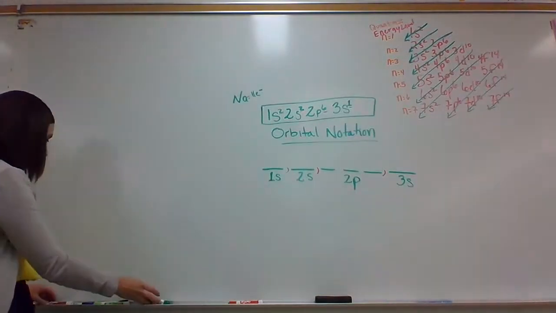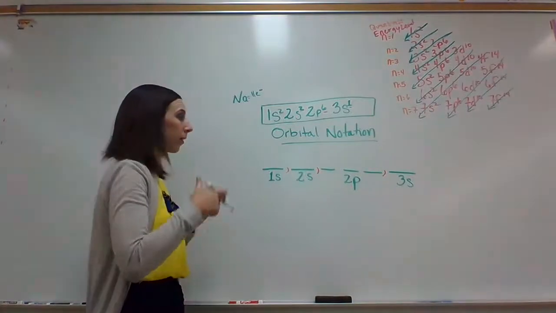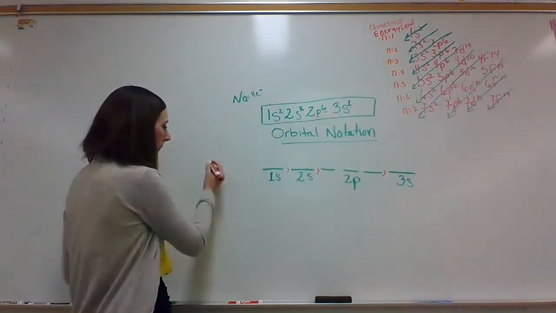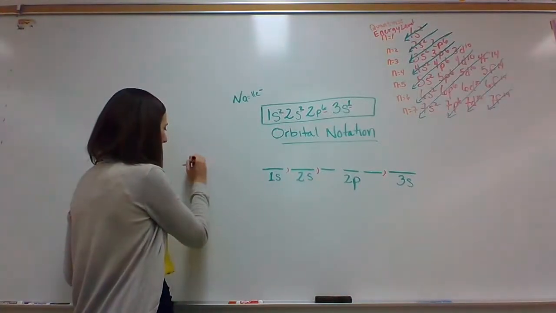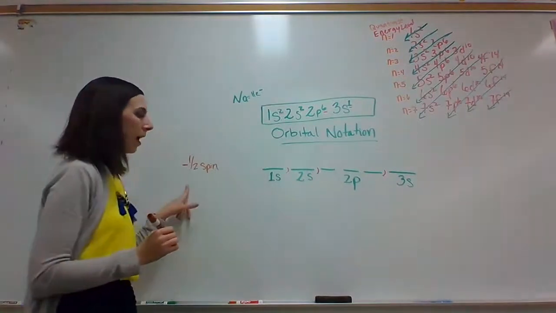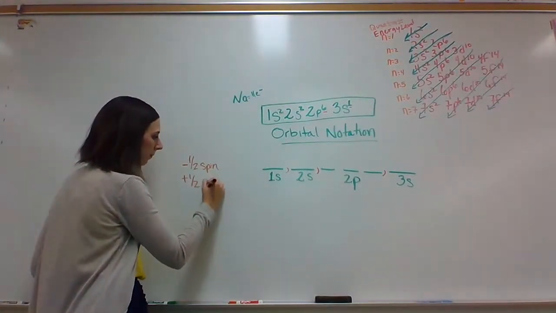When we are drawing for our orbital notation, you want to make sure the spins are in opposite directions. So remember, it's a -1/2 spin. And to balance it out, the other is a +1/2 spin.